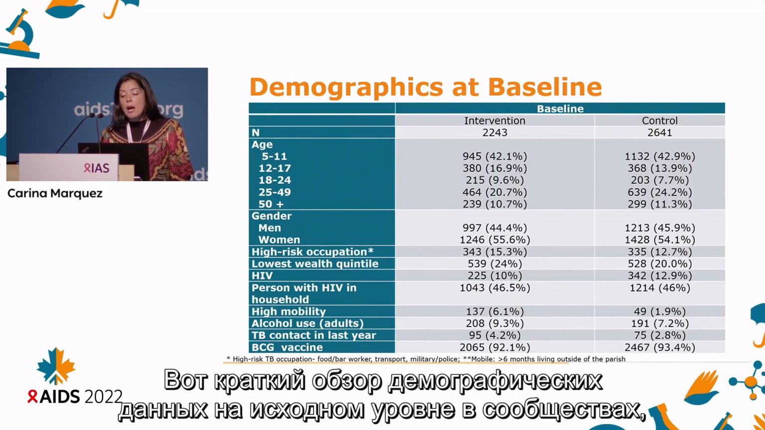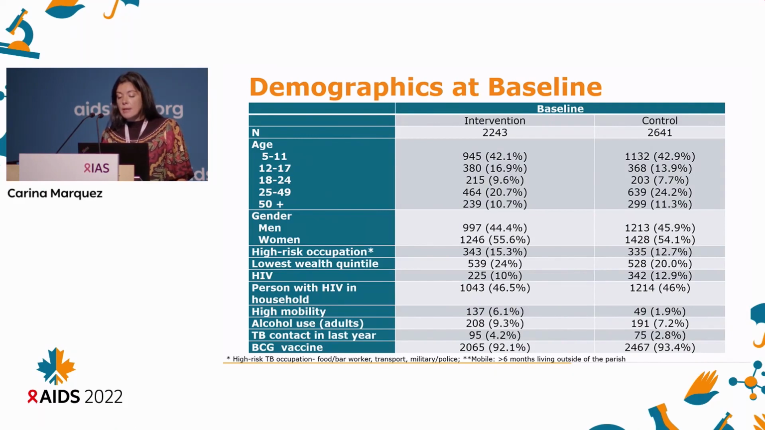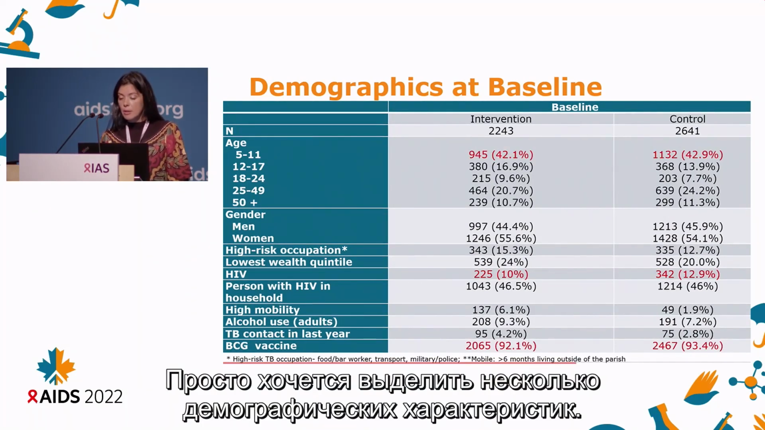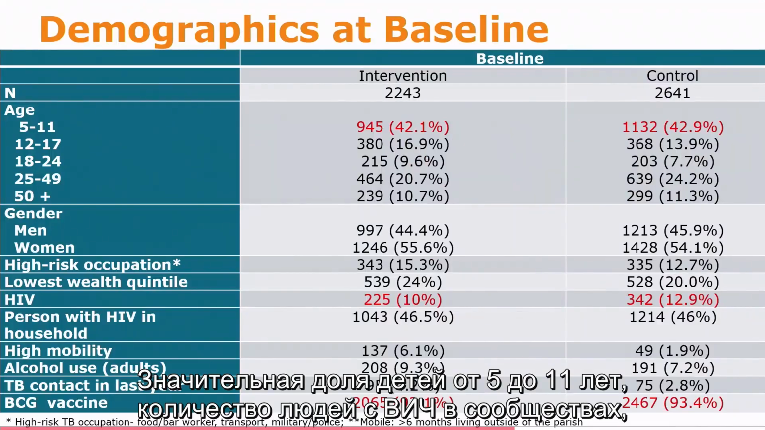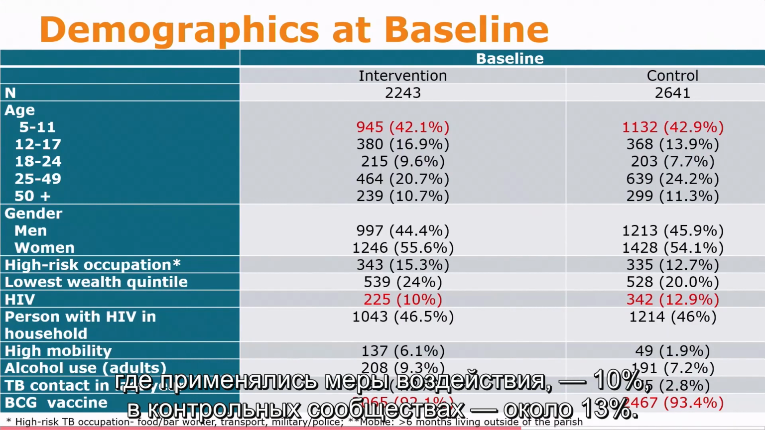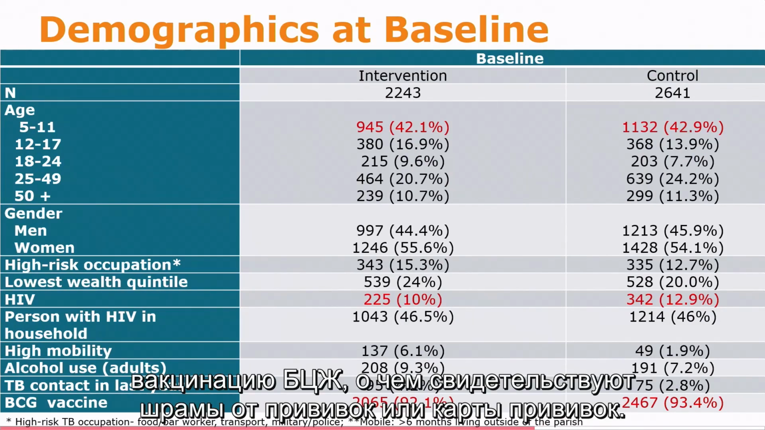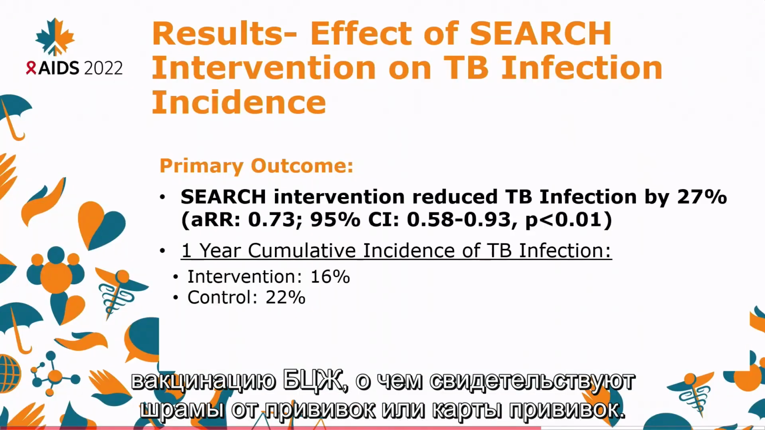This is just a snapshot of the demographics at baseline in the intervention and control communities, just to highlight a few of the demographic features. A large proportion were children between the ages of 5 and 11. HIV prevalence in the intervention was 10%, and people with HIV in the control was around 13%, and over 90% of people in both arms had BCG vaccination evidence via scar or vaccination record.